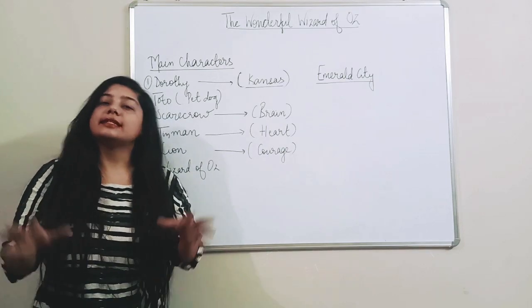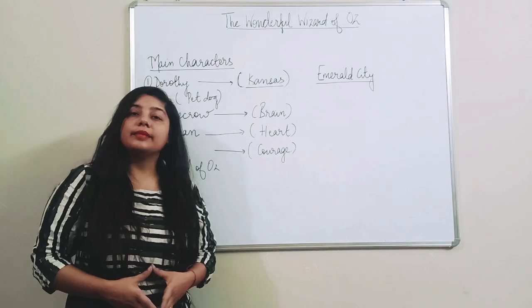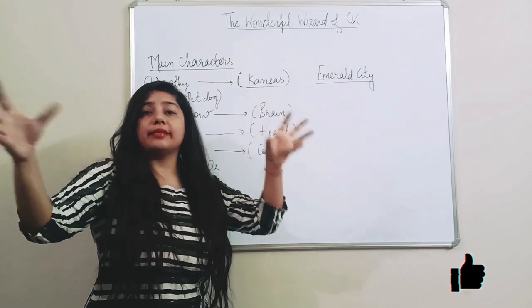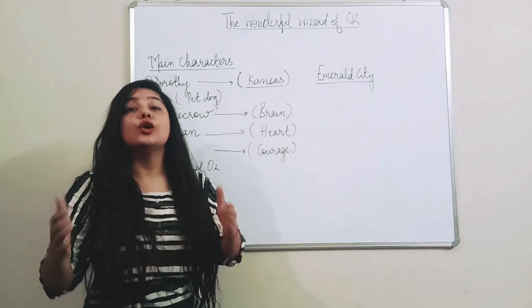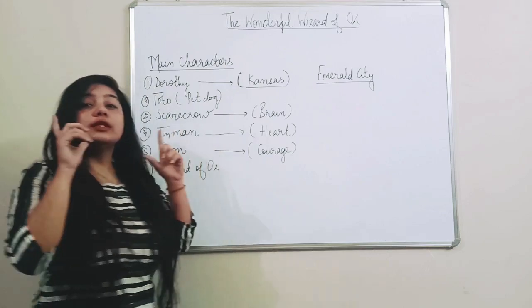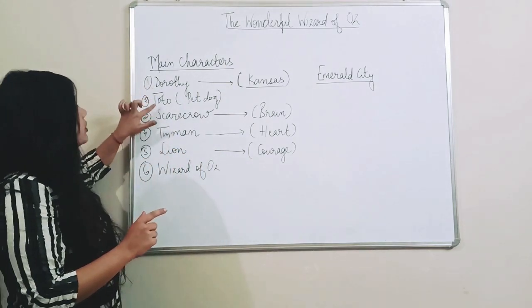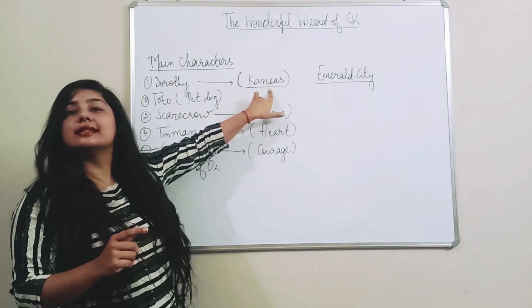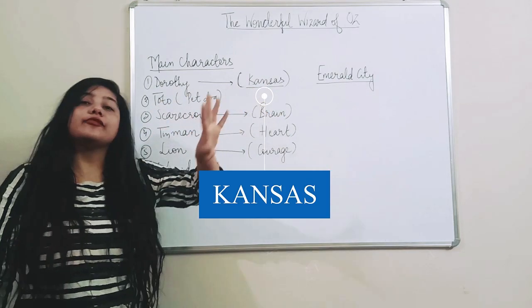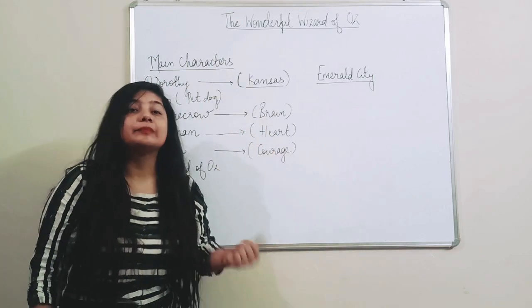So one day they were sleeping and all of a sudden, what happened? There was a storm, and that storm took them, Dorothy and Toto, to another land. And that land was totally different. The place where they were living was Kansas. But now they are not in Kansas. They have gone to another land.